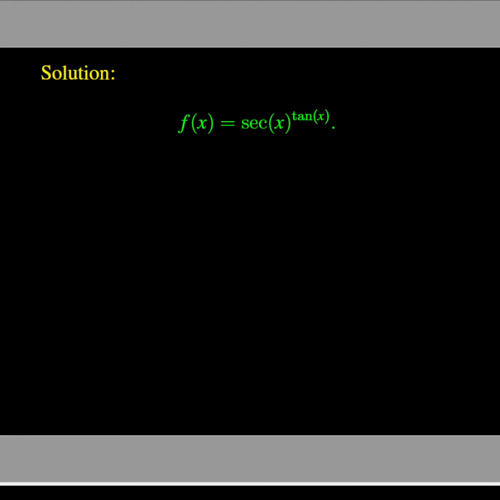In this problem, we have to compute the derivative of secant of x to the power tangent of x. This function can be seen as an exponential function because it is obtained by raising secant of x to the power tangent of x. In this case secant of x is seen as the base and tangent of x is the exponent. We will have to use the fact that the exponential and the logarithmic functions are inverse functions, then apply the chain rule to find the derivative.